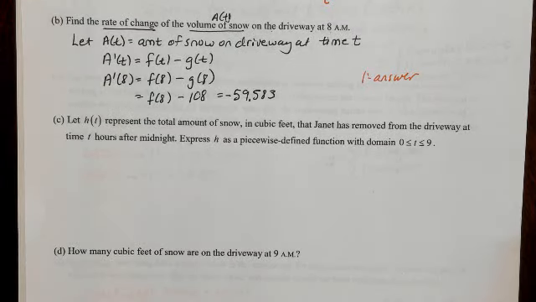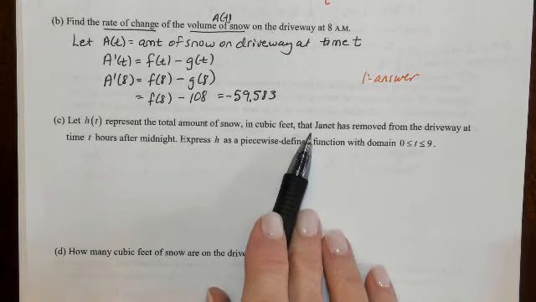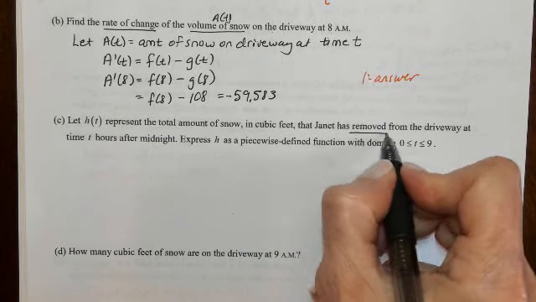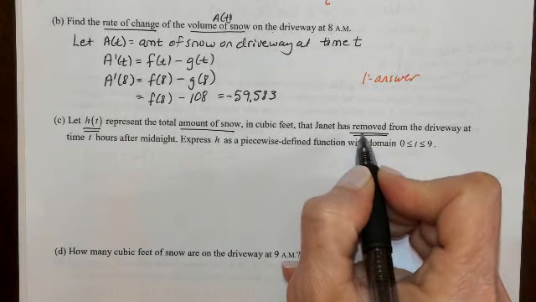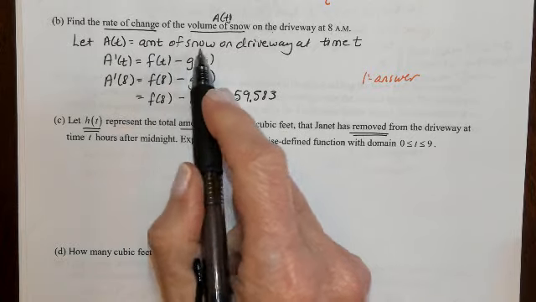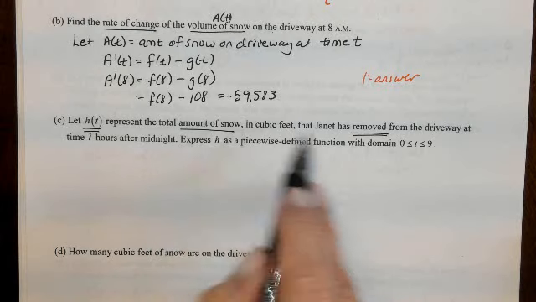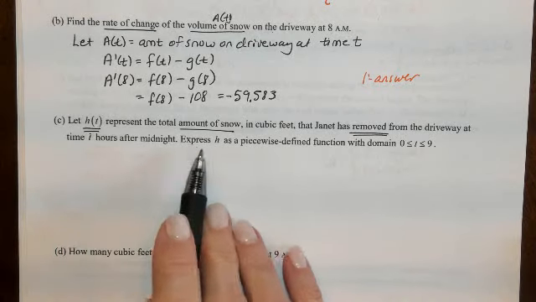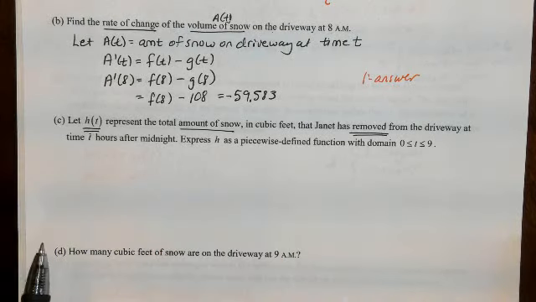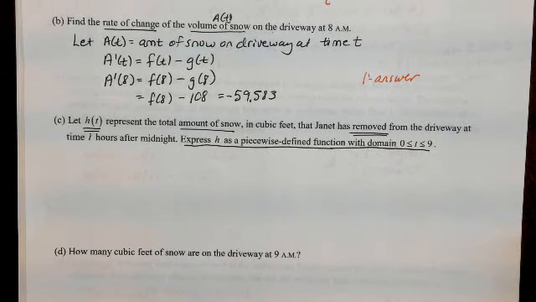Okay, part C. Let h of t represent the total amount of snow in cubic feet that Janet has removed. H of t is the amount of snow removed. A of t, remember, was the amount of snow on the driveway. So now we have h of t, which is the amount of snow that has been removed from the driveway at time t. Express h as a piecewise function from 0 to 9.